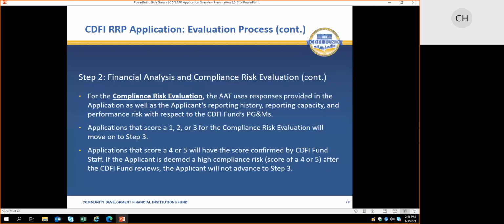On the compliance risk evaluation, it's again a 5-point score. Applicants that score 1, 2, or 3 automatically move on to step 3. And for compliance, if an applicant scores a 4 or a 5, those will be reviewed and confirmed by the CDFI Fund staff. So if an applicant is still deemed a high compliance risk after the reviews, then the applicant will not advance to step 3.